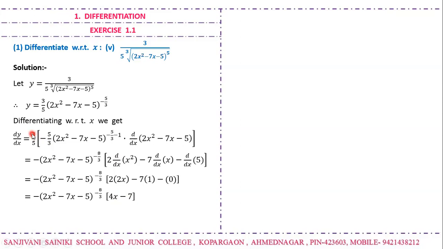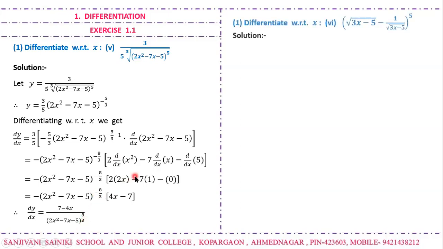Here this 3, 3, 5, 5 gets cancelled and we will get this answer: 7 minus 4x upon 2x square minus 7x minus 5 bracket raised to 8 by 3, because we have written it in the denominator. So this minus sign will get cancelled.